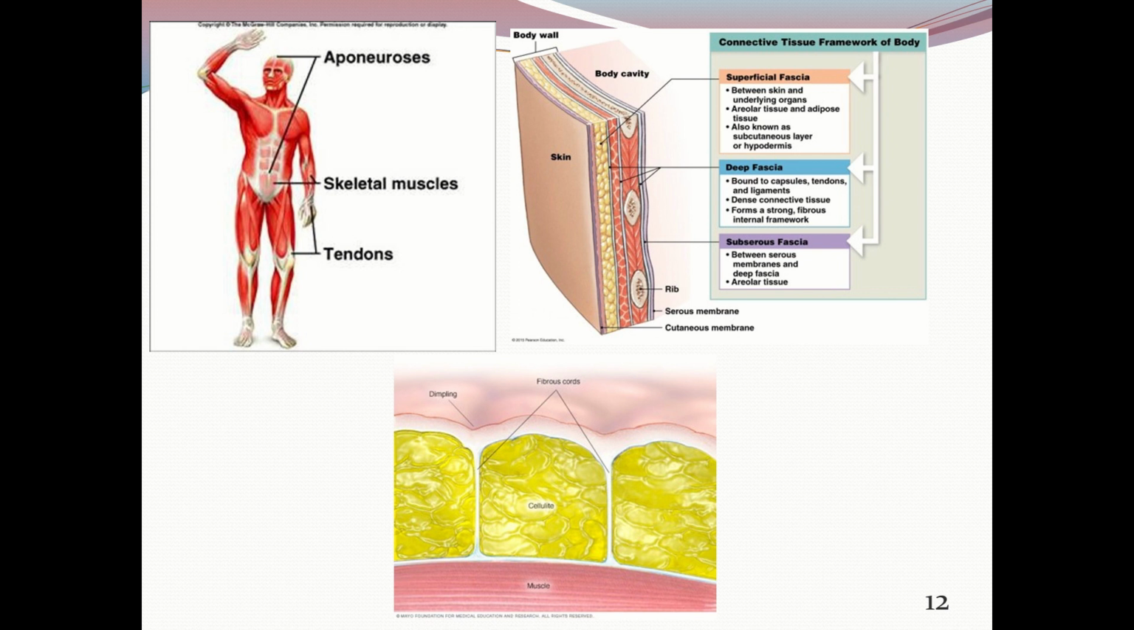And then the deep fascia is going to be bound to capsules, tendons, and ligaments. It forms dense connective tissue, and it is a strong fibrous internal framework. There's even subserous fascia between the serous membranes and deep fascia, and this is areolar tissue.